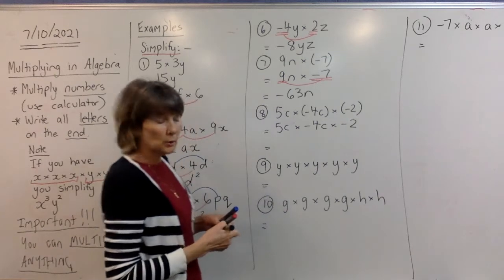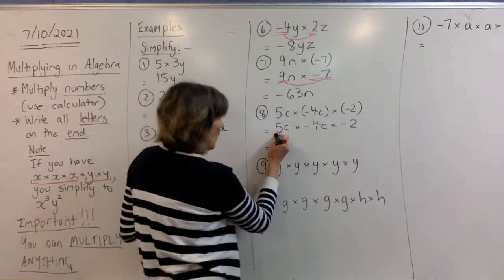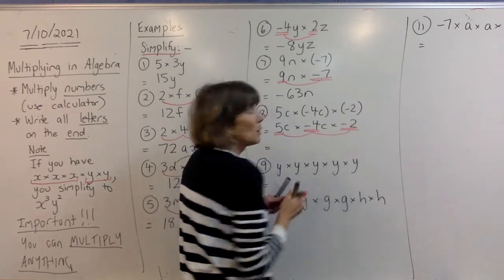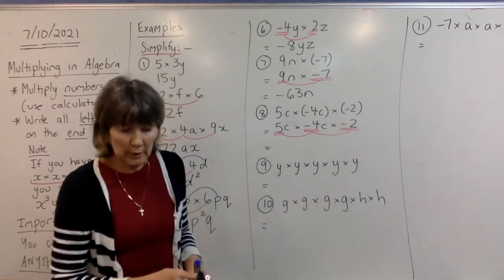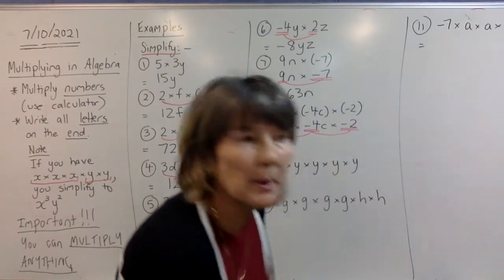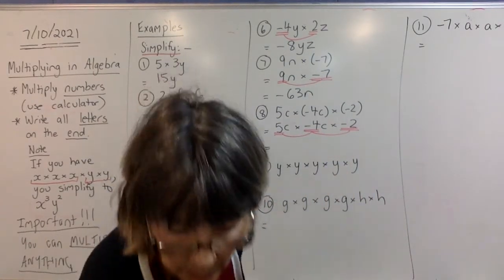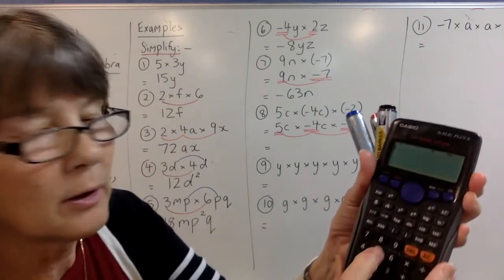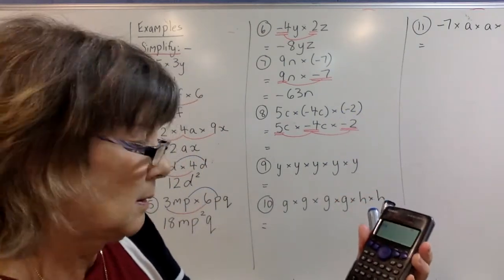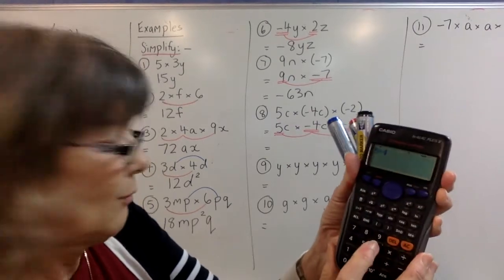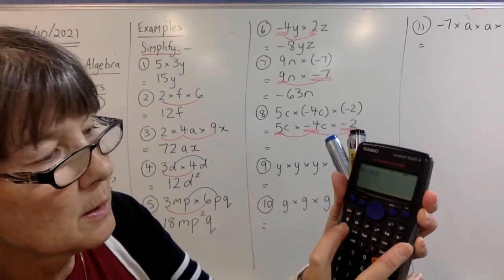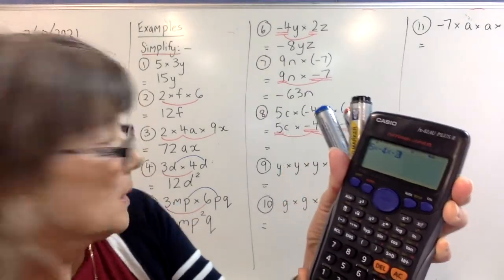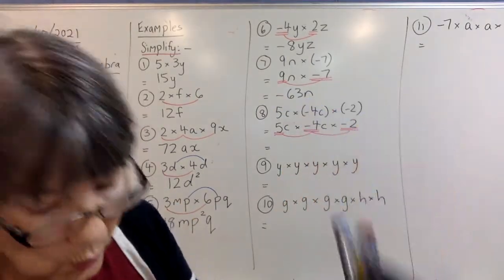And now we're going to just look at our numbers. We have a 5, minus 4 and minus 2. I'm going to multiply all of those on your calculator. So remember, you're putting the whole of that lot in and pressing equals at the end. So let's have a look. We're doing 5 times minus 4 times minus 2. Okay, press equals and we get 40.